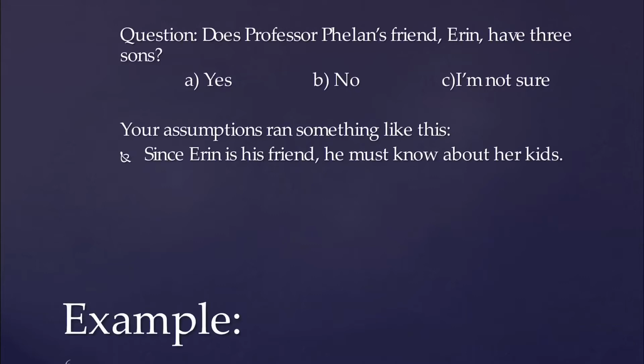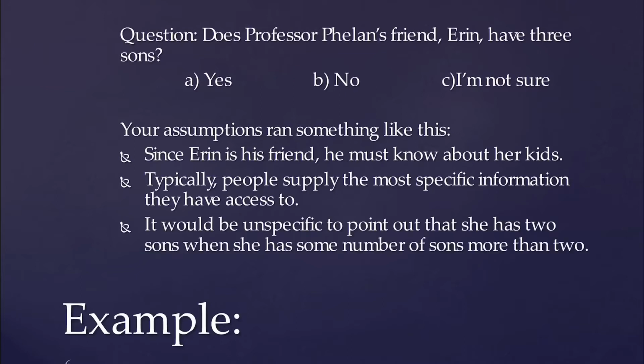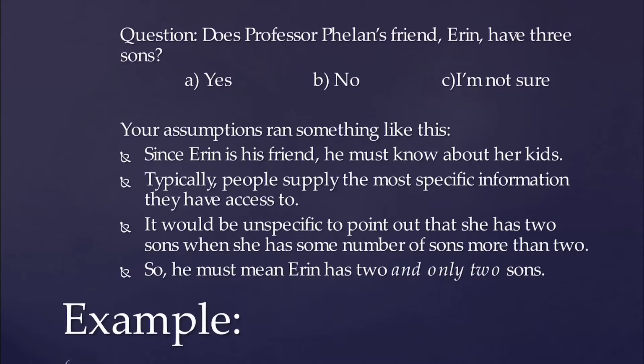And your assumptions ran something like this. Since Aaron is his friend, he must know about her kids. Typically, people supply the most specific information they have access to. And it would be unspecific to point out that she has 2 sons when she has some number of sons more than 2. So he must mean Aaron has 2 and only 2 sons. But in fact, this is false. My friend Aaron has 3 sons.